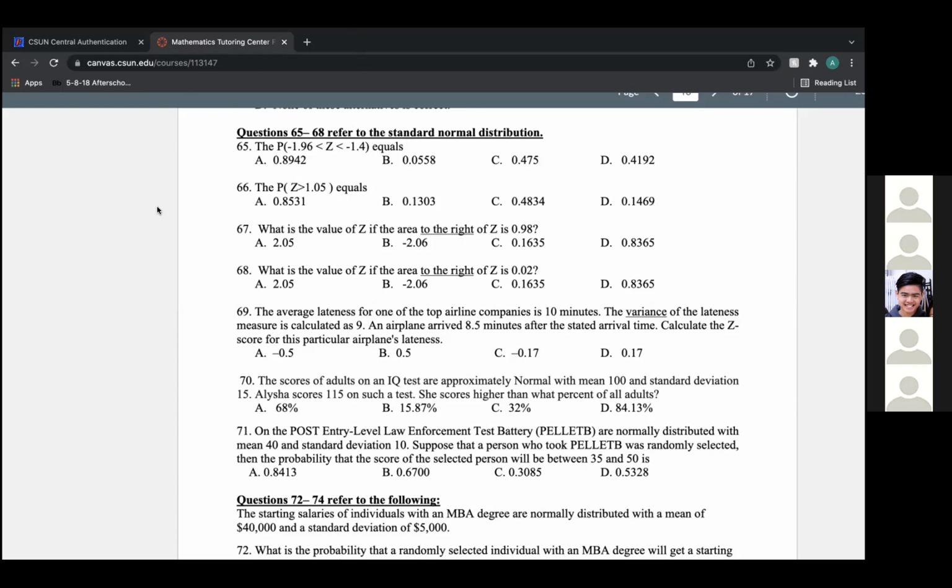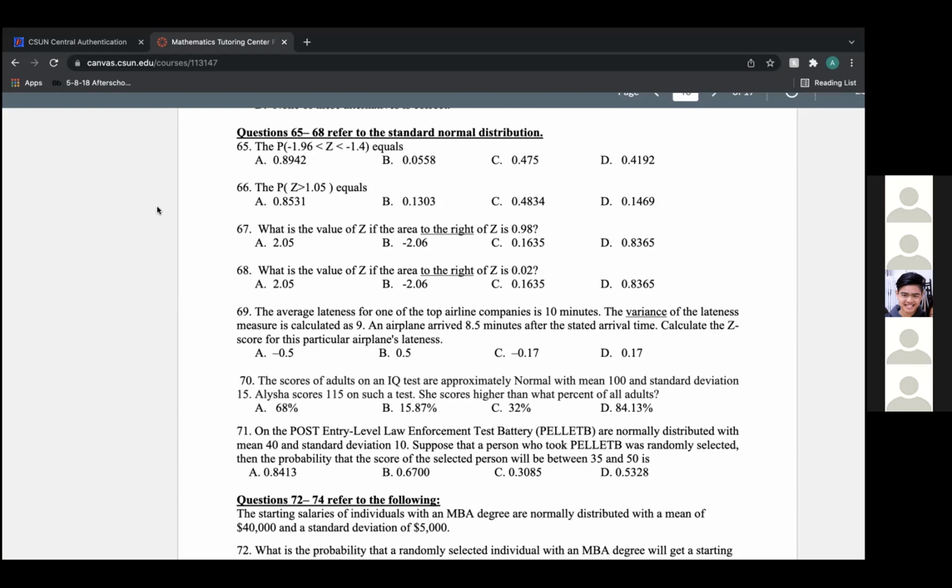Okay, so 65. What is the probability that Z falls between negative 1.96 and negative 1.4? This is a straight up calculator problem. You can kind of guesstimate it otherwise. But I just did it on my calculator and I got 0.8942. So the answer to 65 is A. You should all know how to do that on your calculator.